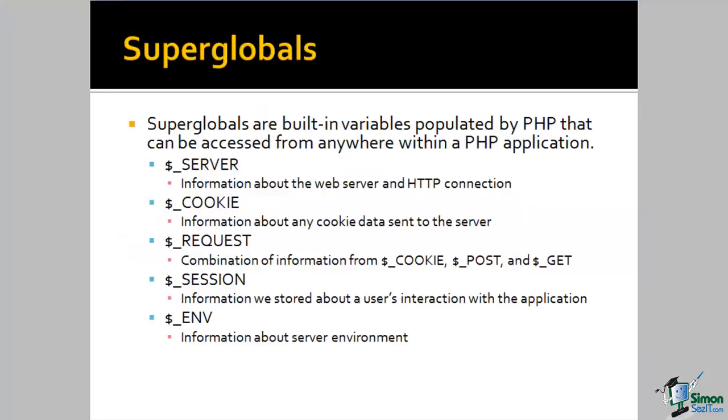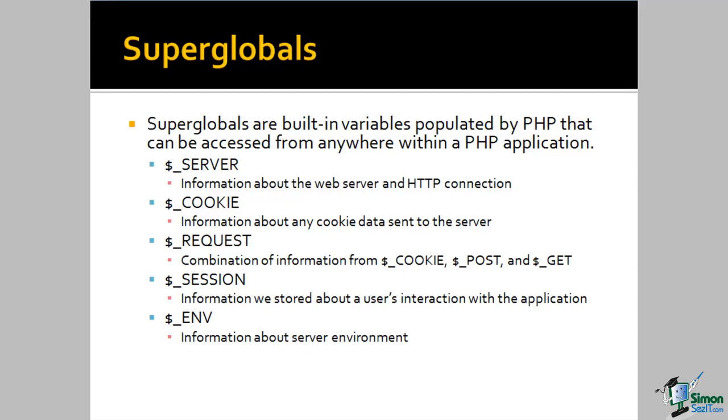method. Superglobals are built-in variables that are populated for us by the PHP preprocessor. These superglobals can be accessed from anywhere within our PHP application. We've seen two of these superglobals, the get and the post superglobals, that allow us to pass information from a form on the user's browser back to our server for processing.